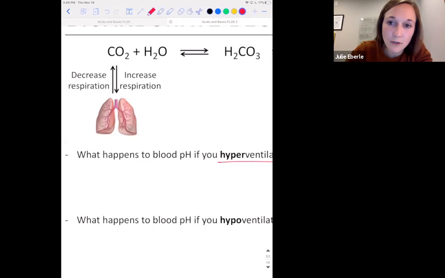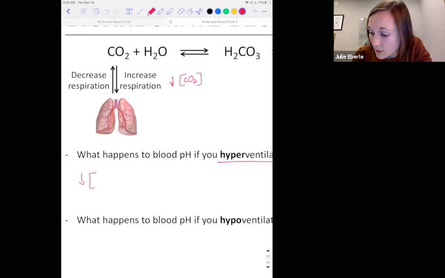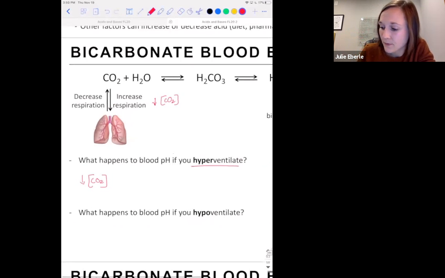What's going to happen to the concentration of CO2 in our body? If we're breathing really fast and exhaling a whole lot, we're breathing more CO2 out more quickly. So if we increase respiration, in our blood we're decreasing CO2. That's the first thing that's going to happen. We reduce the concentration of CO2 in our body because we're exhaling very quickly.